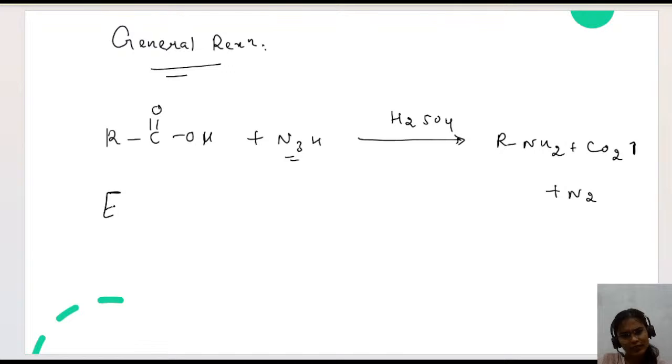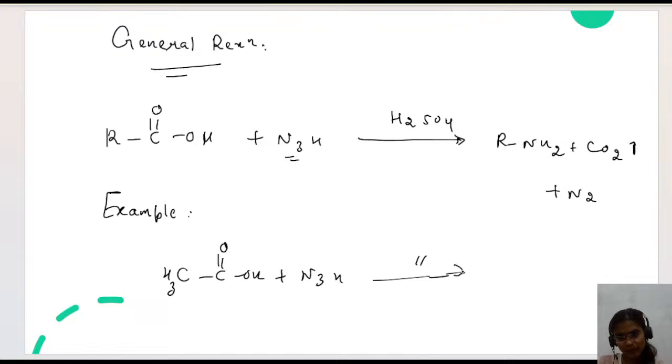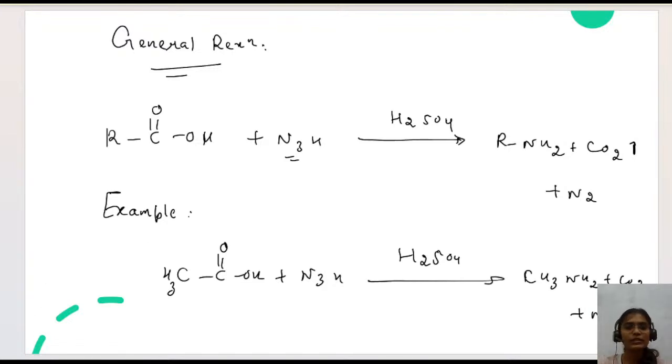And then an example, it's easy, you can use any example. So let's suppose this is my CH3 acetic acid. Okay, and then I'm using this same H2SO4. Let me just write full H2SO4. So this is H2SO4, and then this is going to be the CH3NH2 plus CO2 and plus N2 gas. This is a general reaction. Now the real part starts, that means the mechanism. So let's go with the mechanism, how to deal with the mechanism again.